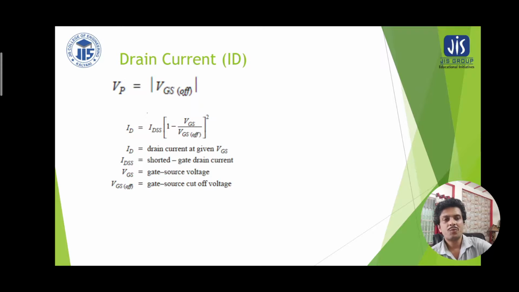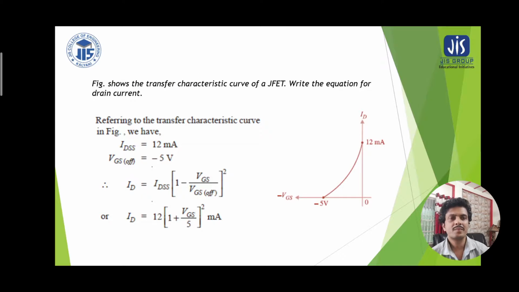So let us move on to the problems. Now here the figure shows the transfer characteristics curve of a JFET. We have to write the equation for the drain current. Now from this characteristics it is very much clear that the drain current saturation point is 12 milliampere, because under the gate to source voltage 0 volt we are getting the drain current equal to 12 milliampere. And also another information is present, that is VGS off, that means the pinch off voltage is minus 5 volt.